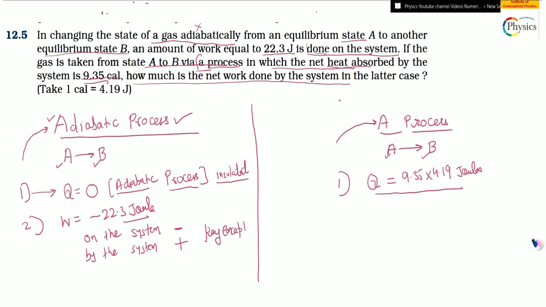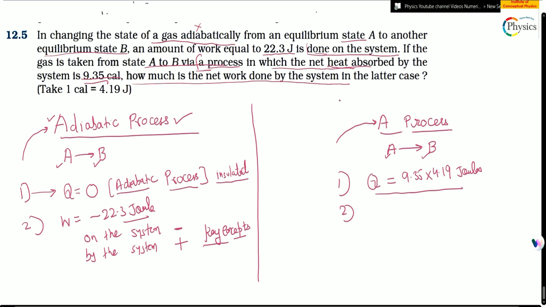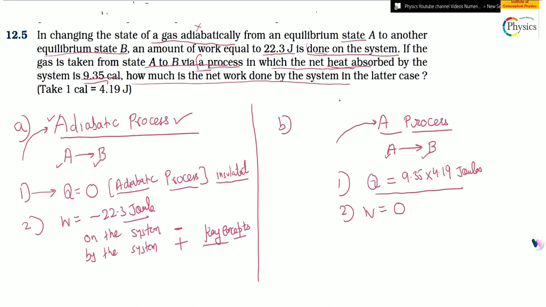Again, key concepts, remember this. Most of the students get confused when solving the problem. Here you have to find the work done. What is the work done in such a process? This is not an adiabatic process. The process number A is adiabatic. The process number B is not an adiabatic process.